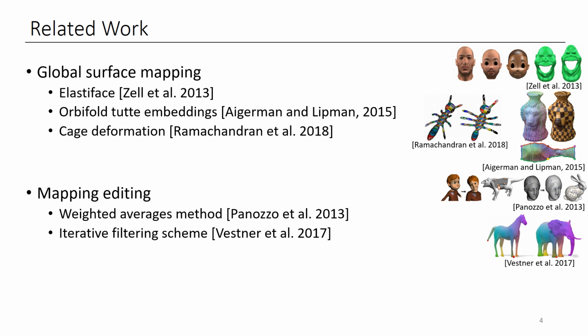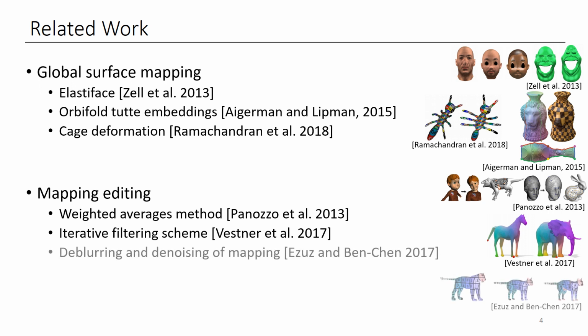Wuhrer and his colleagues proposed an iterative filtering scheme based on the use of geodesic Gaussian kernels. An important restriction of their method is that it requires both surfaces to be discretized with the same vertex densities.